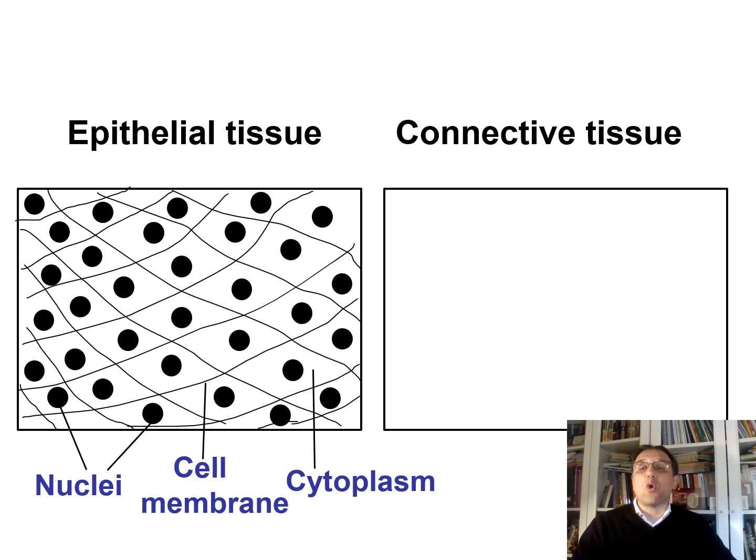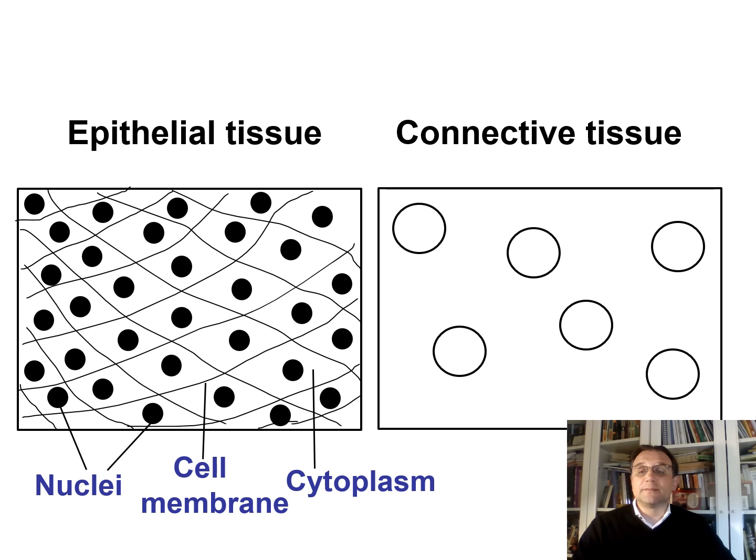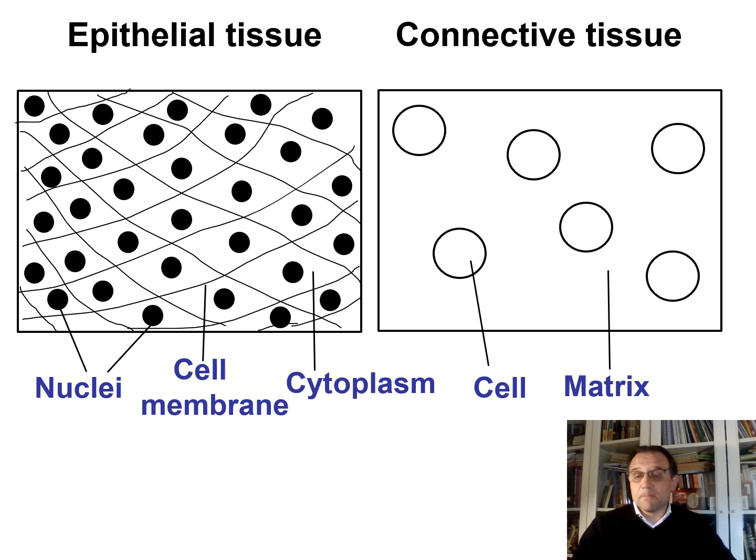So now let's work on connective tissue, which would be even easier. So all you have to do, put some cells in it, and in between, you want to label matrix.